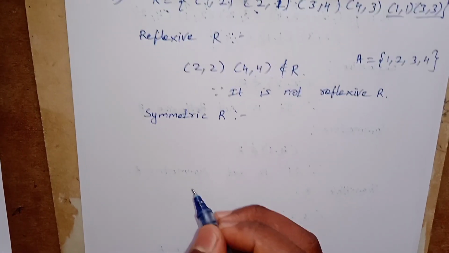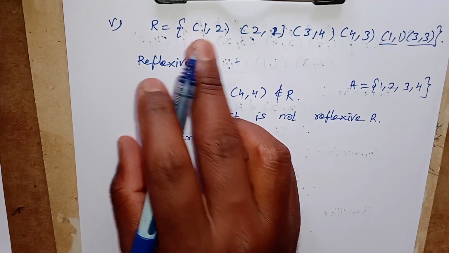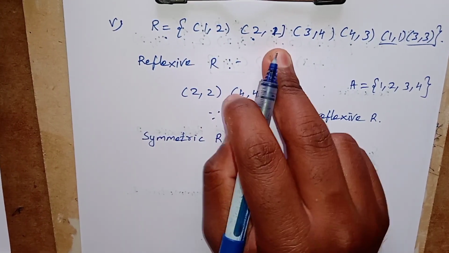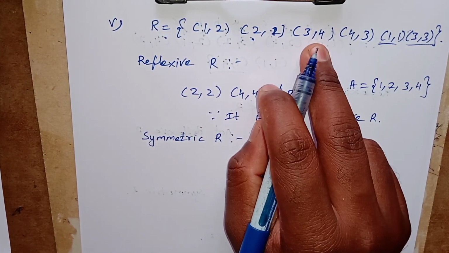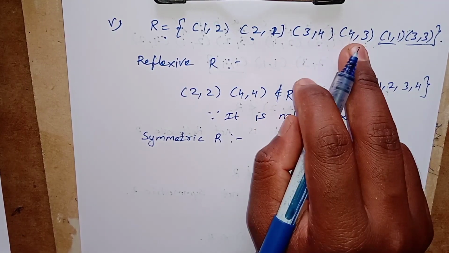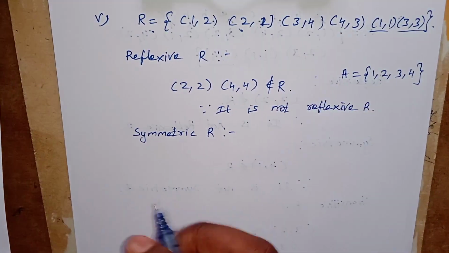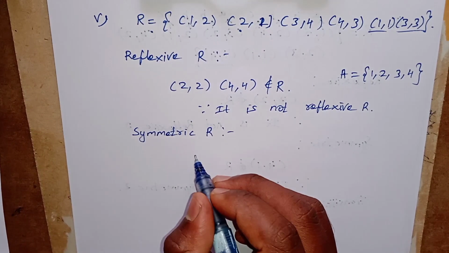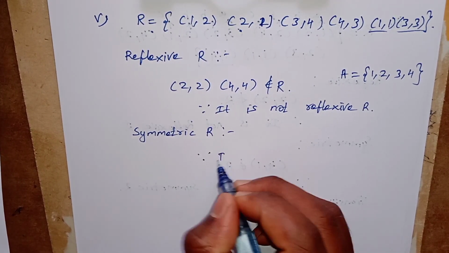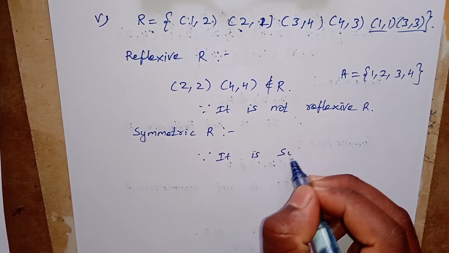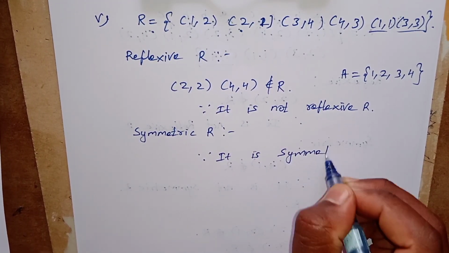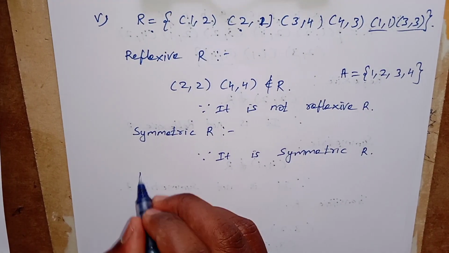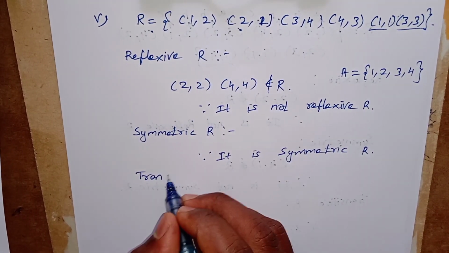Okay, next, symmetric. Symmetric relation, here 1 comma 2, inverse of 1 comma 2 is 2 comma 1. Okay, 3 comma 4, inverse is 4 comma 3, therefore here it is satisfying the symmetric condition. Okay, it is a symmetric relation. Finally, checking transitive or not.